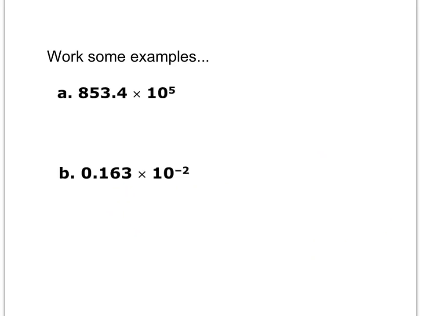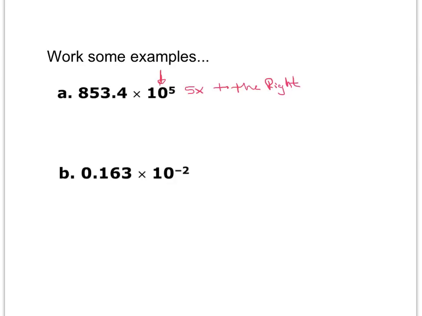Okay, so we're going to look at some examples here now. If I have 853.4 times 10 to the 5th power, again, I'm using these cues, saying this is telling me how to move my decimal place. This is 5 times to the right because it's positive.